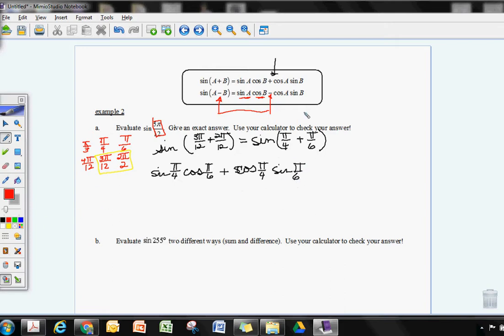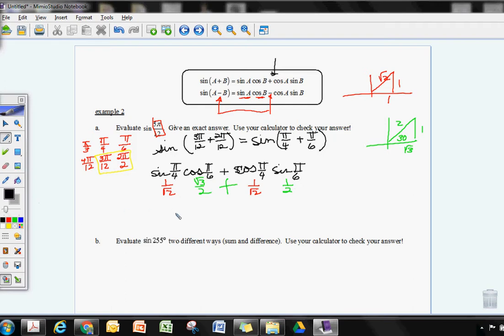So now, pi over 4, 1, 1, root 2. Sine, 1 over root 2. Cosine, 1 over root 2. For pi over 6, pi over 6 means it's a 30-degree angle. Opposite is 1, adjacent is root 3, hypotenuse is 2. Cosine, root 3 over 2. Sine, 1 over 2. We're adding those together.